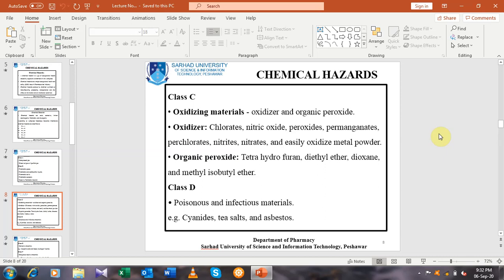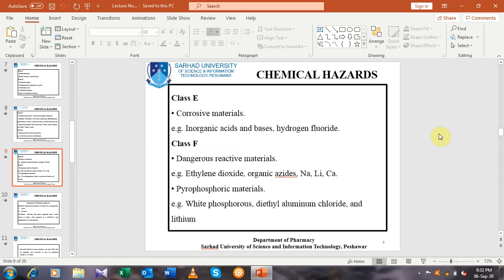And the third one, categorized under class C, has examples of organic peroxides like tetrahydrofuran, diethyl ether, hexane, and methyl isobutyl ether. These are organic peroxides. The fourth class of chemicals, class D, includes poisonous and infectious material, for example cyanides, tea salts, and asbestos. These are in class D.